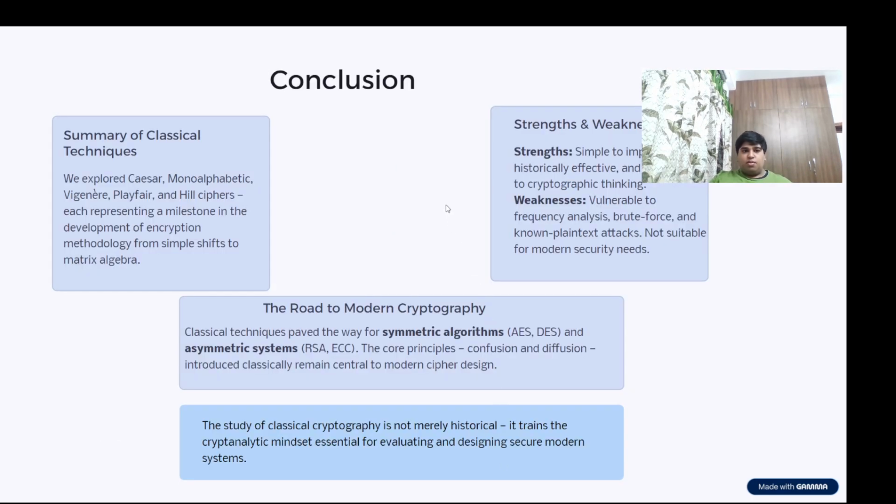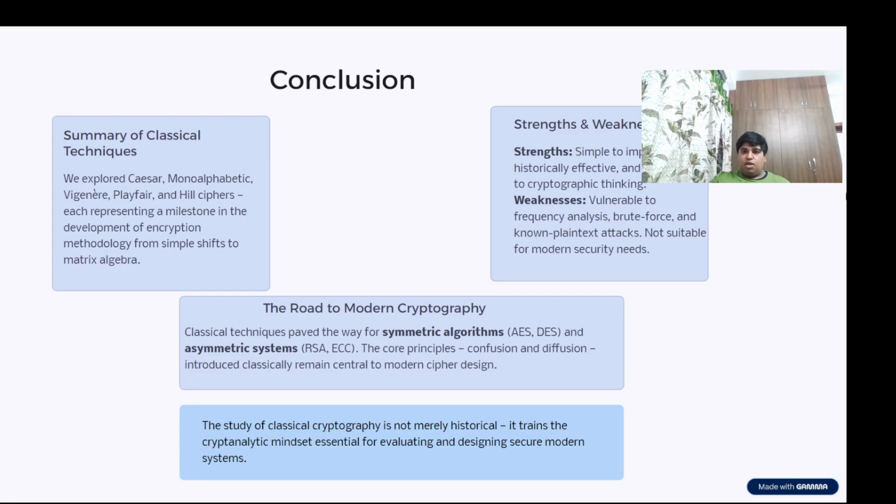And with this we come to the conclusion. Before we conclude, here is a brief summarization of the classical techniques. We have explored Caesar, monoalphabetic, Vigenere, Playfair, and Hill ciphers, each representing a milestone in the development of encryption methodology from simple shift to matrix algebra. They all have unique strengths and unique weaknesses.